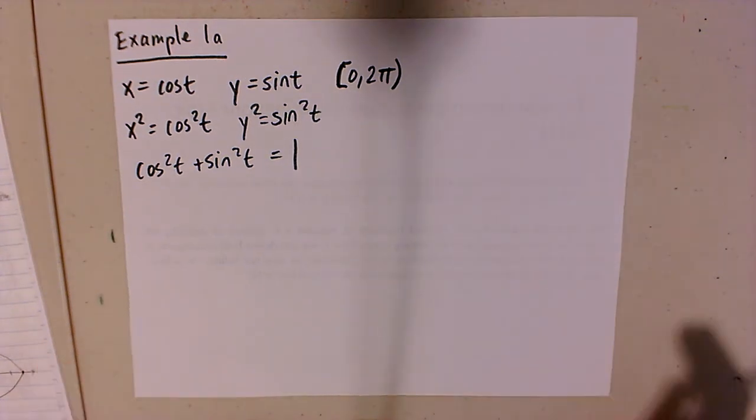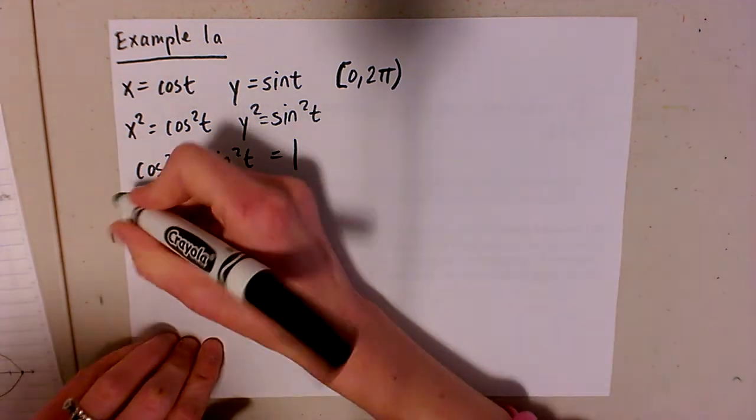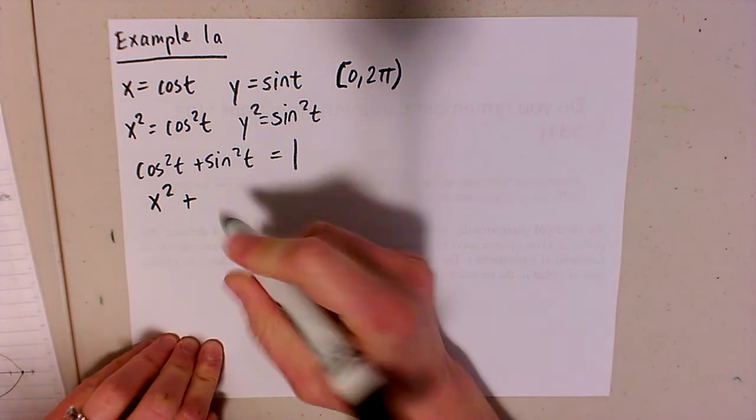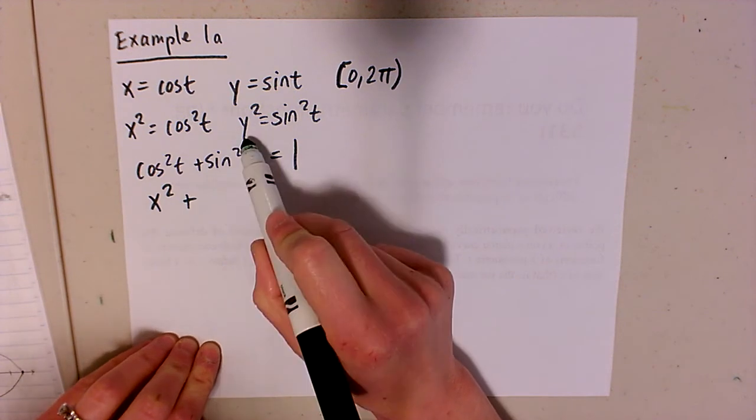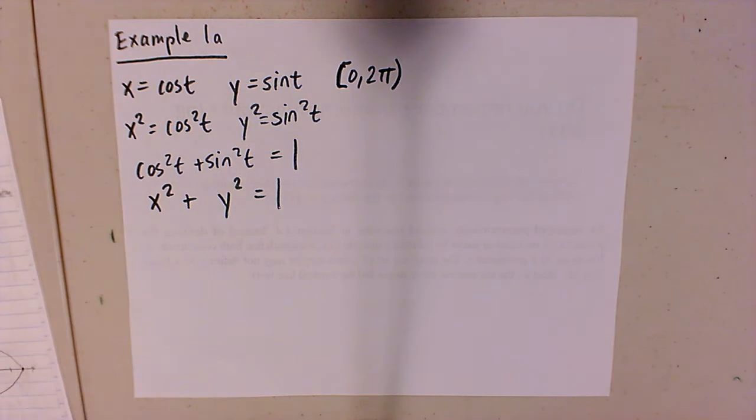that equals 1. Okay? So then, if we know that cosine squared is the same thing as x squared, then we can replace that with x squared. And then for sine squared, we know that's the same thing as y squared. So then we can replace that with y squared. And so we get x squared plus y squared equals 1.